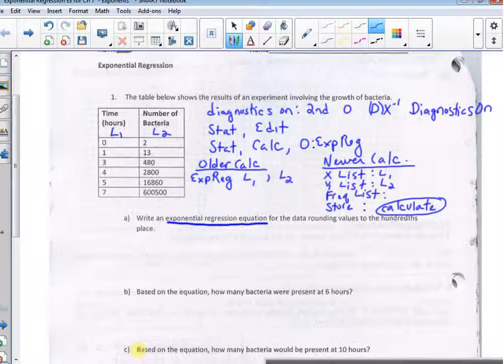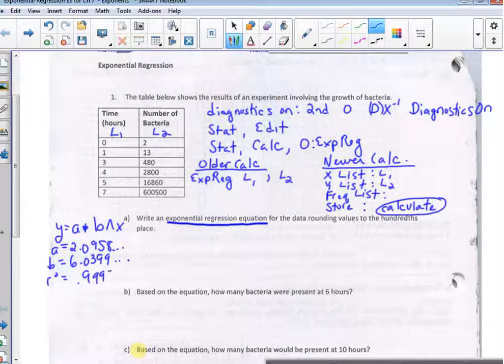So the equation we got was, y equals a asterisk b caret x. You don't want to write that as your answer per se. We also got it to say a is 2.0958 and b is equal to 6.0399, and then it said r squared was equal to 0.9999 and r was equal to 0.99997, something like that.